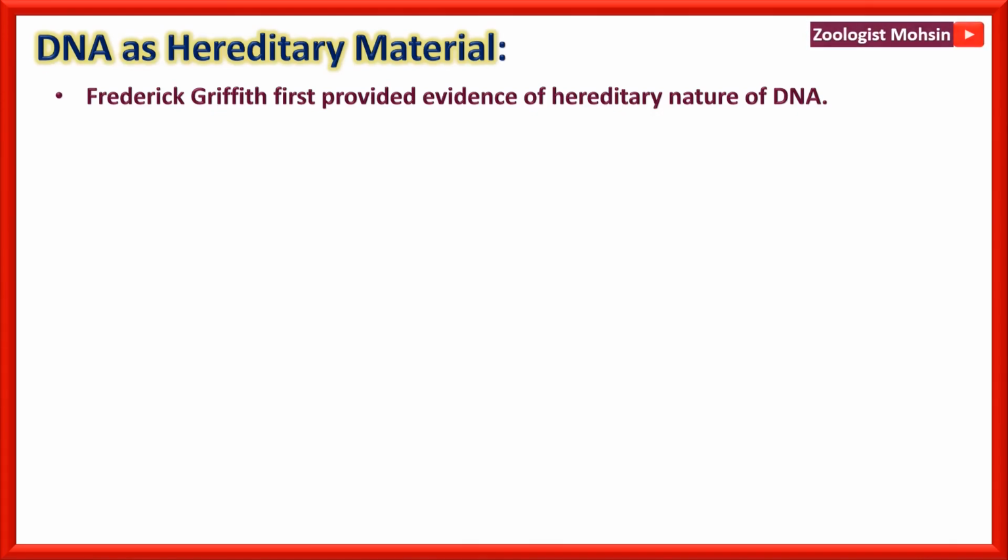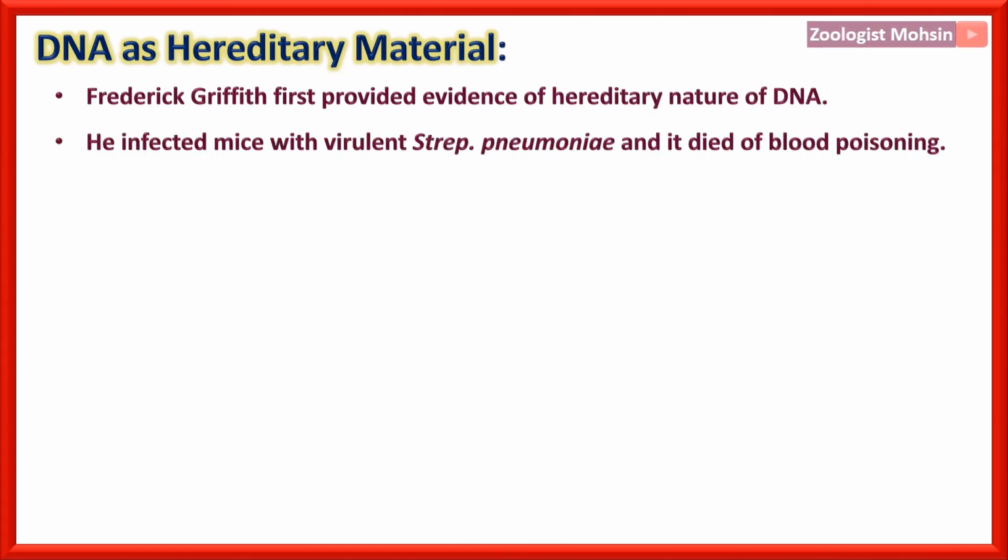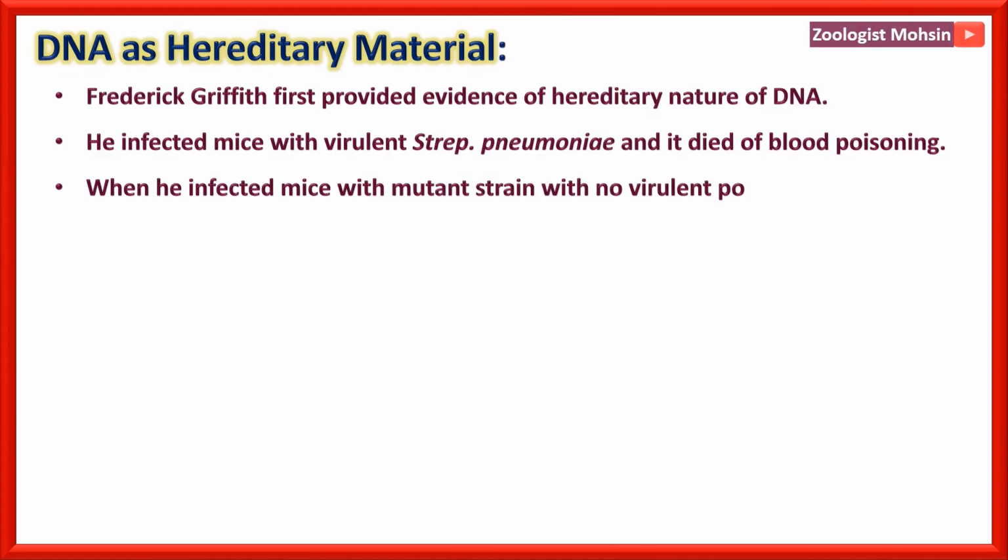Please remember, Griffith. He infected mice with virulent Streptococcus pneumoniae bacteria, and the mice died of blood poisoning. Now the blood poisoning is important here because no one focuses on such factors. So how did mice die due to blood poisoning? When he infected mice with a mutant strain with no virulent polysaccharide coat, initially it was thought that the polysaccharide coat is actually responsible for the disease, and the mice showed no ill effects.